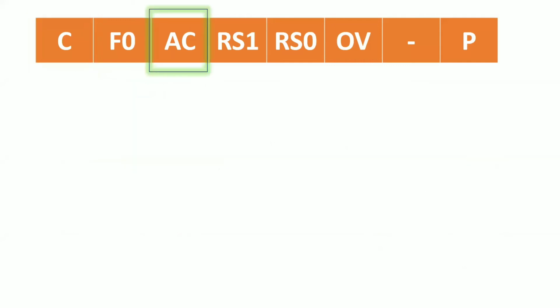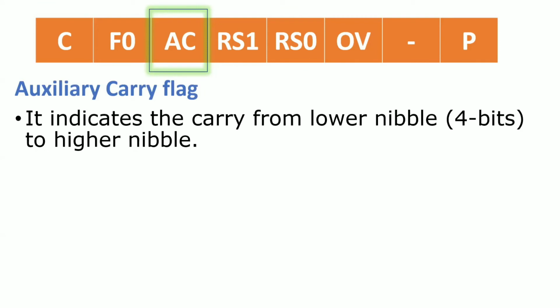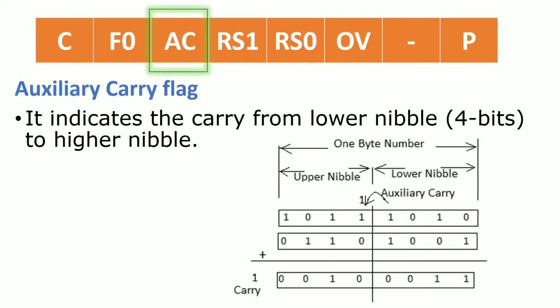The next one is the auxiliary carry. What is meant by auxiliary carry? Whenever the carry is generated from the lower nibble to the higher nibble, then we will set the auxiliary carry equal to 1. Okay, if you see this example, there is a carry generated from the lower nibble to the upper nibble. The first 4 bits of any byte we call the lower nibble, and the next 4 bits we call the upper nibble. Whenever the carry is generated from the lower nibble to the upper nibble, that is your auxiliary carry. And whenever a carry is generated at the MSB position, that is your normal carry. So this is the difference.